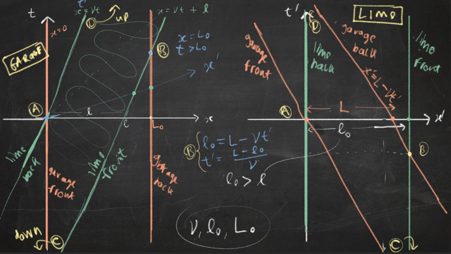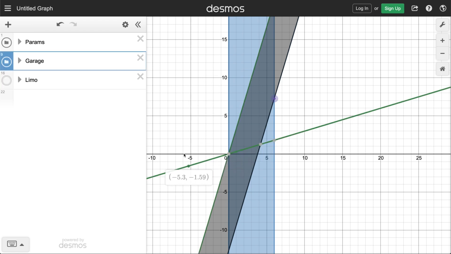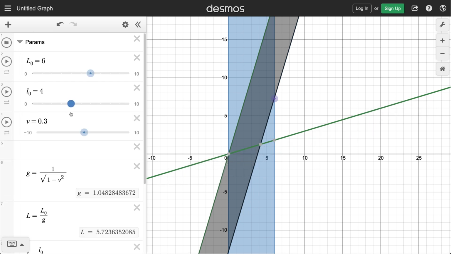So you go ahead and put this in Desmos, and you can see how all the numbers play off one another. What I've drawn here, the two green lines represent the x prime axes. That's where t prime equals 0. So that's the axes where the events are considered simultaneous with respect to the limo's frame of reference.